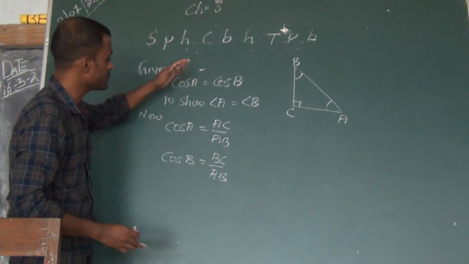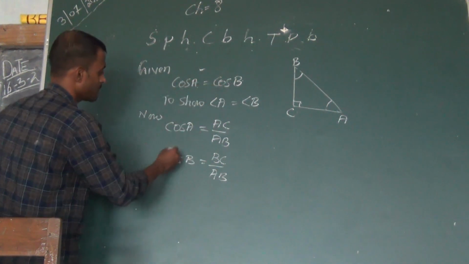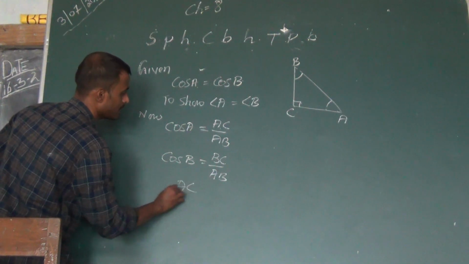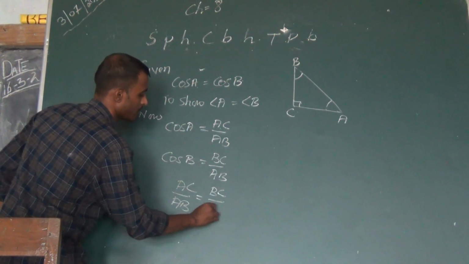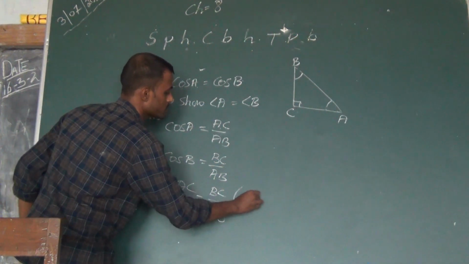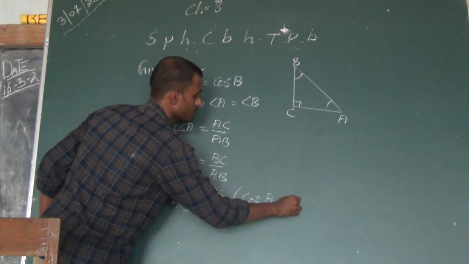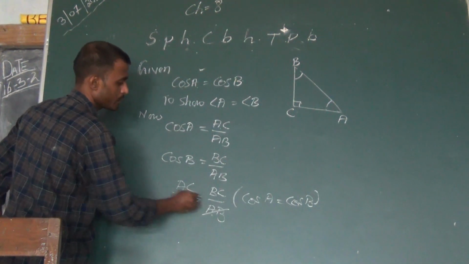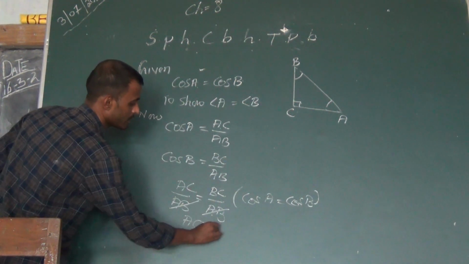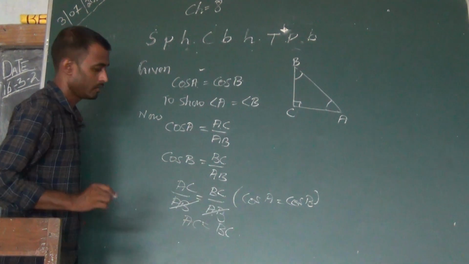Now what is given? The question is saying these two are the same. So what are these now? But we know that AC by AB is equal to what? BC by AB. Why? Because the question is giving you cos A is equal to cos B. It's given. This is the same, this is the same. If you cancel AB, what is left? AC is equal to BC. We got this side.